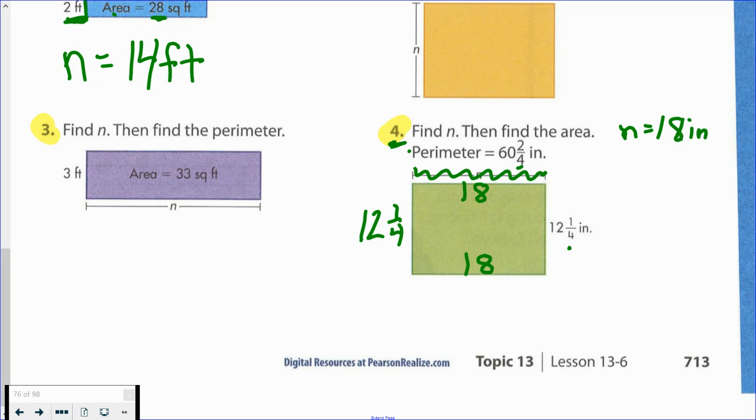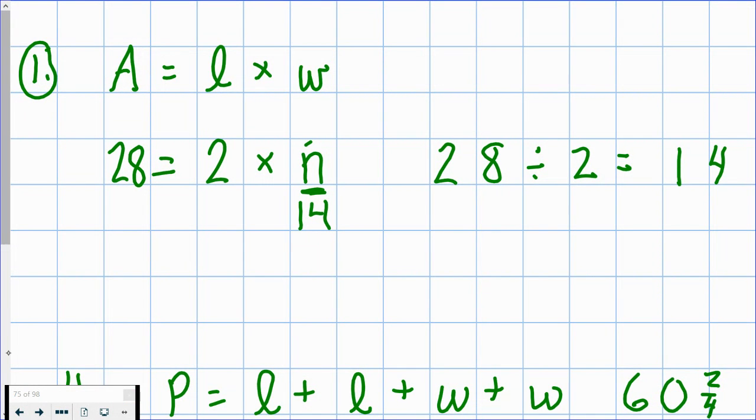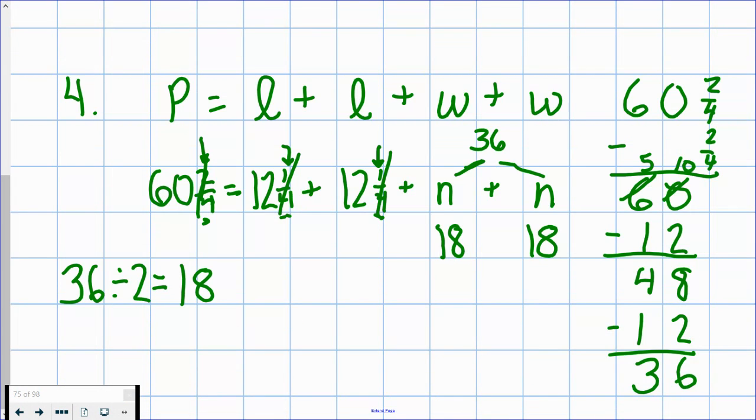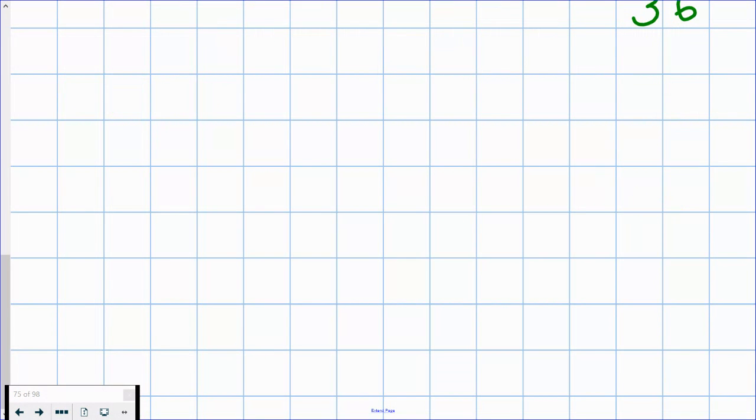Now, in number 4, it's asking you to then find the area. Now, if we were in school with our fancy calculators, this would be much easier, okay? To find the area here, I'm going to consider that a bonus opportunity, okay? Here's how you would do it. Come back to your grid paper, okay? And we're being asked to find the area.